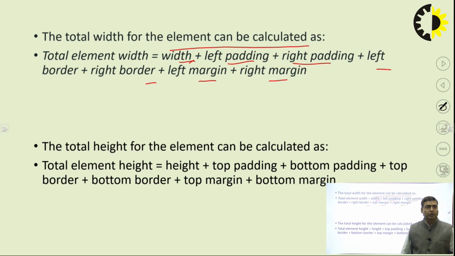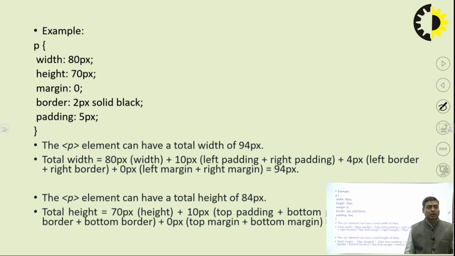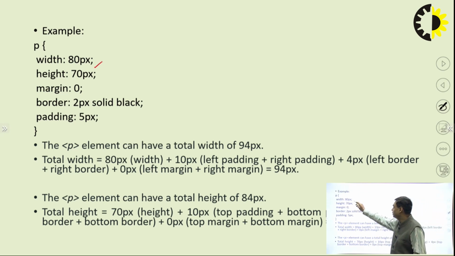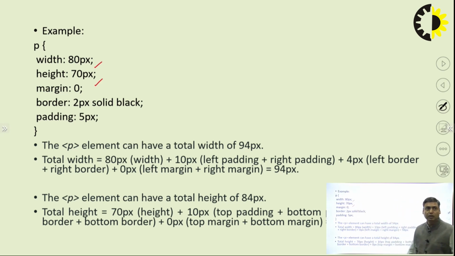Similarly, to calculate the height of an element, we use height, that is the height of the content, then top padding, bottom padding, and similarly top border, bottom border, top margin and bottom margin. Now look at an example to calculate the width and height of a box model. In the P tag we have width 80 pixels and height 70 pixels and margin equal to 0. Border is 2 pixels solid black and padding is 5 pixels.